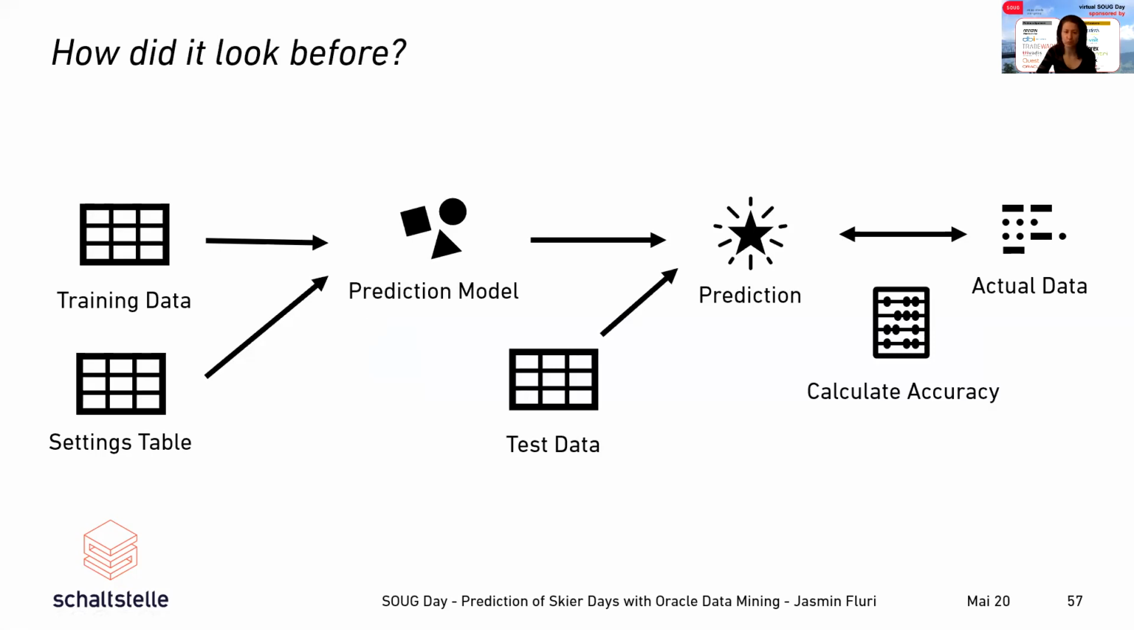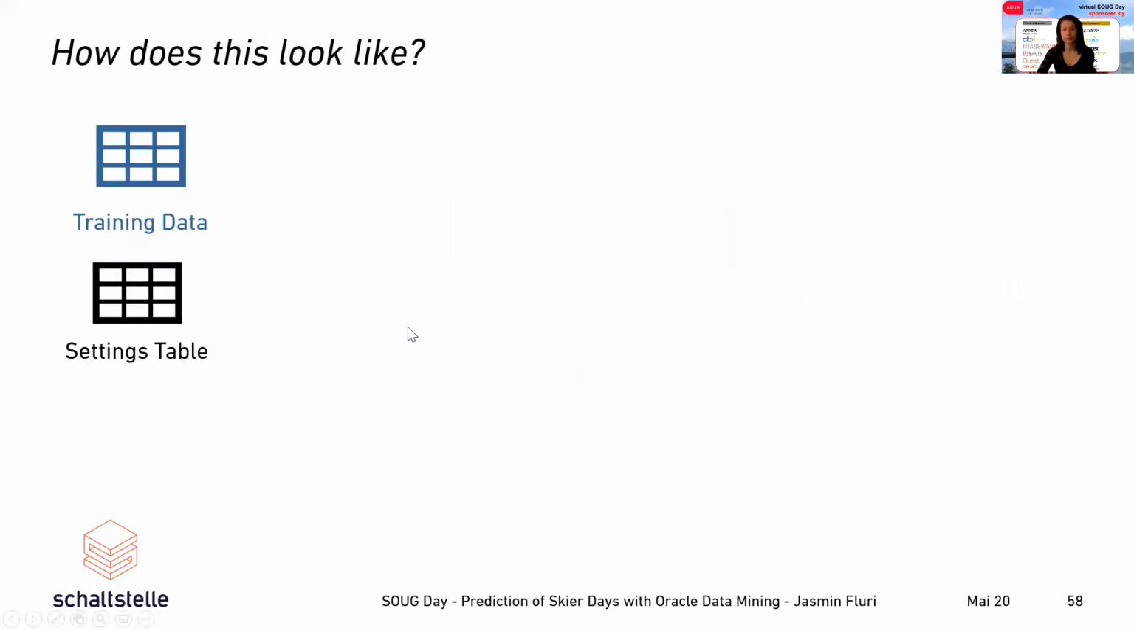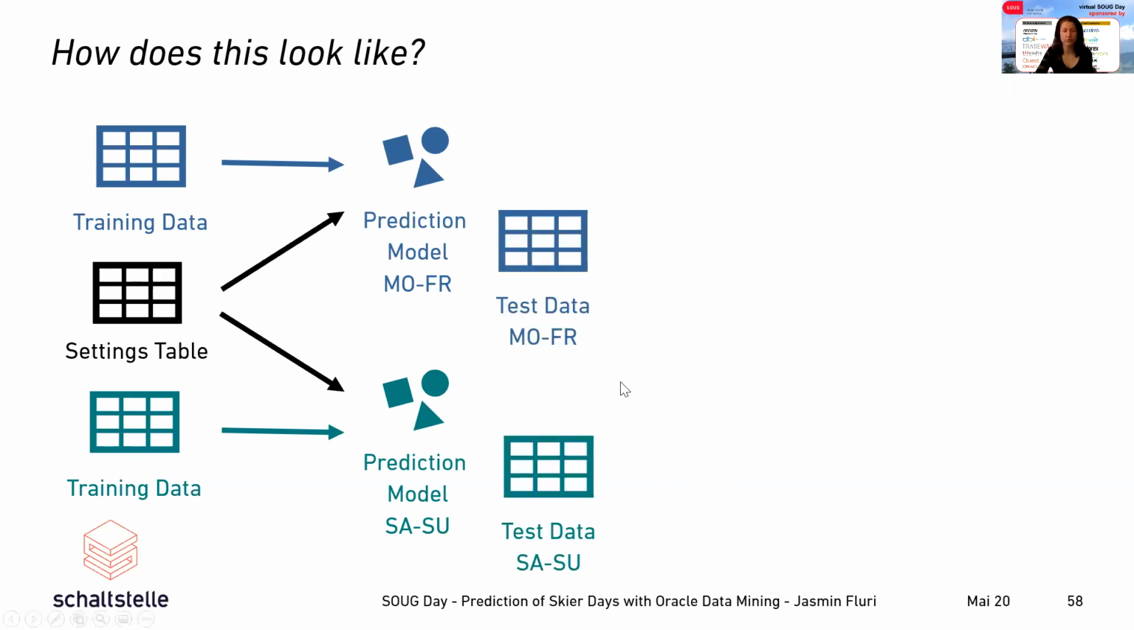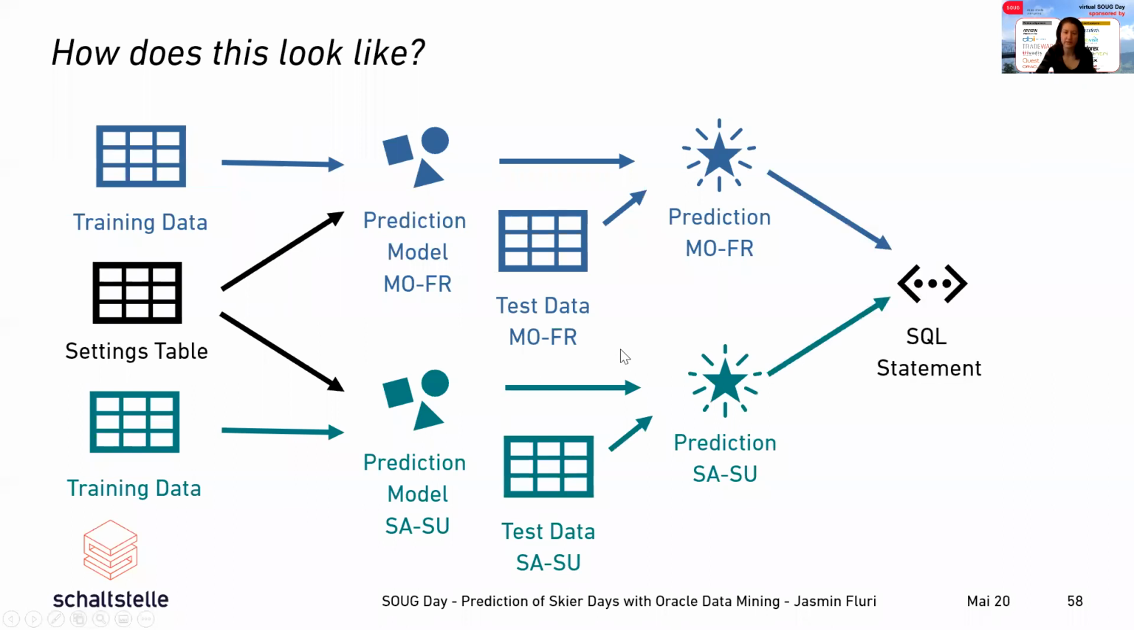Now let's have a look at what changed with two models. For the two-model approach, we had to split the training data into two sets as well. So in blue, we have the training data for the weekdays, Monday to Friday. And in green, we have the training data for the weekends, for Saturday and Sunday. The settings table remains unchanged because we want to have the same settings for both models. So while creating the prediction models, we use the same settings table. So we also create two prediction models, one for the weekdays and one for the weekends. We also split the test data into two sets, a weekday set and a weekend set, and then had two predictions that we combined in a SQL statement to still get our one table that I showed before.